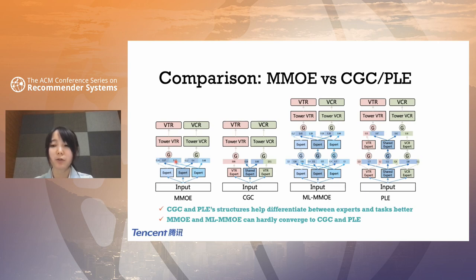expert differentiation. Furthermore, there is no zero weight for all experts in MMOE and multi-layer MMOE, which shows that it is hard for them to converge to the structure of CGC and PLE without prior knowledge in practice, despite the theoretical possibility. Finally, we can also notice that the higher layer shared experts in PLE still have bigger impact on tower layers, especially for the VTR task, rather than in multi-layer MMOE.